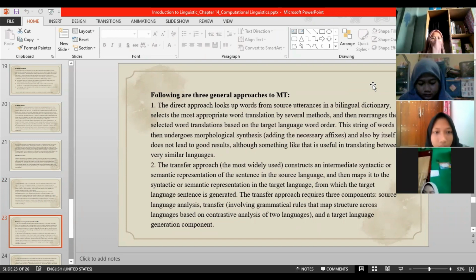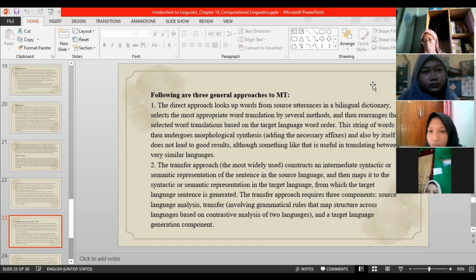Following are three general approaches to MT. First, the direct approach looks up words from the source sentence in a bilingual dictionary, selects the most appropriate word translation by several methods, and then rearranges the selected word translations based on the target language word order. The string of words then undergoes morphological synthesis, adding the necessary affixes. Translating between very similar languages.